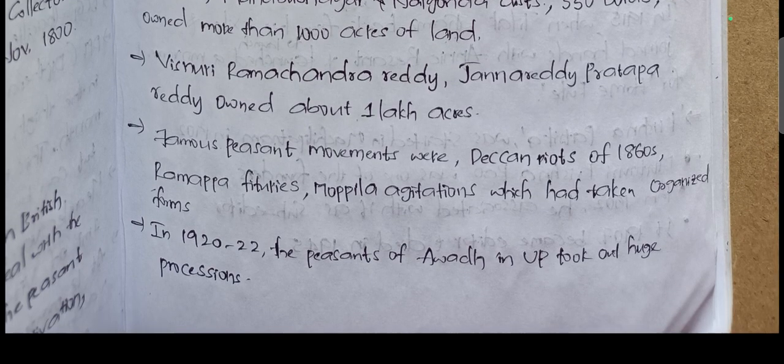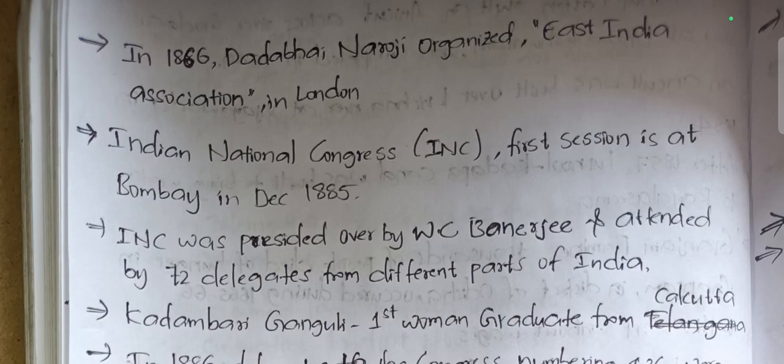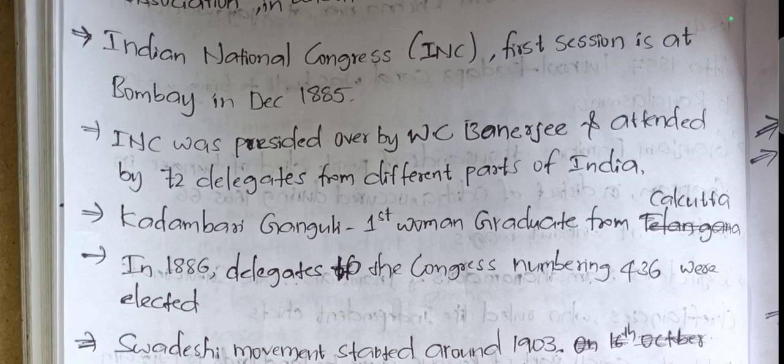Next, famous peasant movements were the Deccan riots of 1860s, Ramappa, Fitairis, and Mopilla agitations, which had taken organized forms. In 1920 to 22, the peasants of Awadh, in Uttar Pradesh, took out huge processions. In 1866, Dadabhai Naoroji organized the East India Association in London. Indian National Congress, also known as INC, held its first session at Bombay in December 1885, presided over by W.C. Banerjee and attended by 72 delegates from different parts of India.